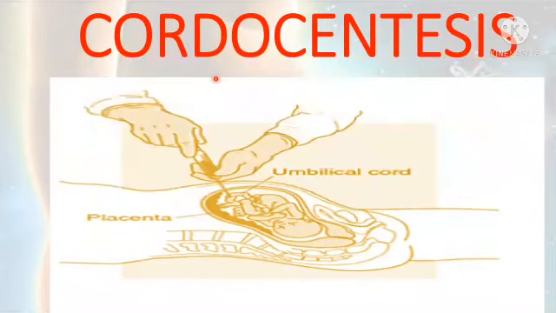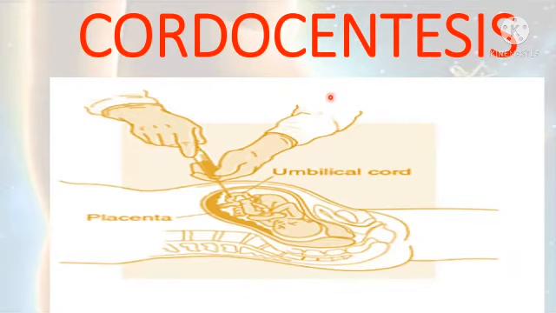Let us see what cordocentesis is. As the name suggests, cord. We are collecting a sample from the umbilical cord. We can collect the sample from the umbilical vein, but not from the umbilical artery because the risk of bleeding is more with the umbilical artery. First you have to identify the placenta. Try to identify the umbilical cord because you are going to collect the sample from the umbilical cord only.